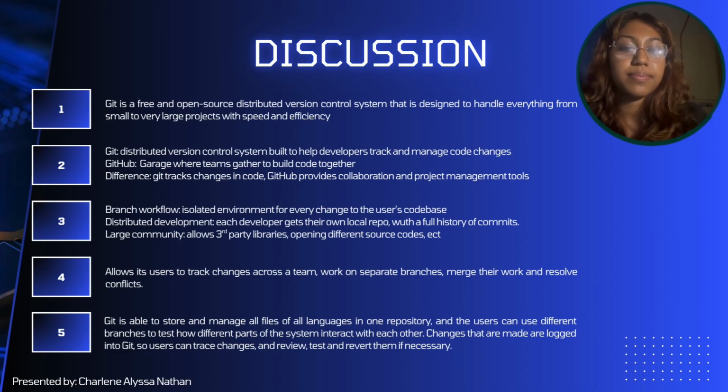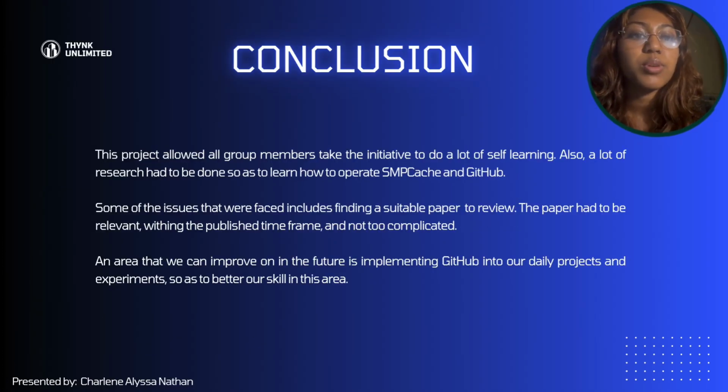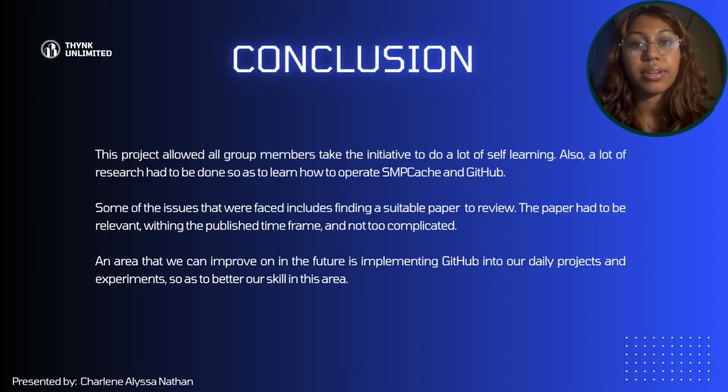In conclusion, this project has allowed all our group members to take the initiative to do a lot of self-learning. Besides that, a lot of research had to be done so as to learn how to operate SMP cache and GitHub. Now, some of the issues that were faced include finding a suitable paper to review. The paper had to be relevant within the published timeframe of 2000 to 2006 and not too complicated. One area that we can all improve on in the future is implementing GitHub into our daily projects and experiments so as to better our skills in this area.